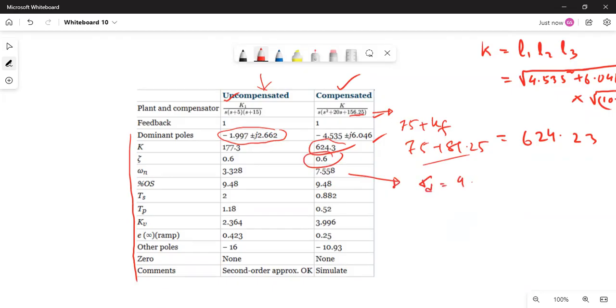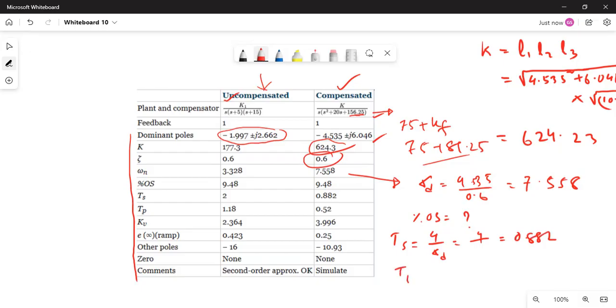that is 4.3535 divided by your 0.6, that will give you 7.558. And percentage overshoot is based on the zeta, so you will be able to calculate that from the book example. Your settling time is also just applying the formula by sigma d. So we know the value of sigma d, and from that you'll be able to calculate it, which will be around 8.882.